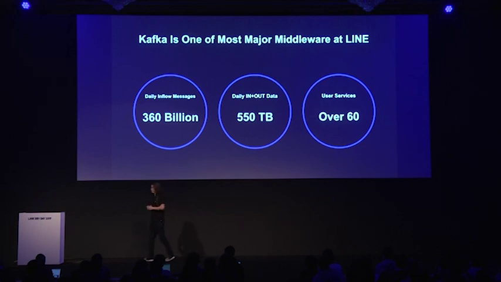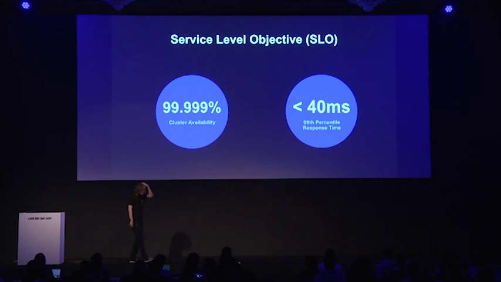As a result, the scale of data is huge. Over 360 billion records are written to our Kafka cluster every day, while 550 terabytes of data are traveling in and out on a daily basis. This traffic scale is the largest in the world as a single cluster.